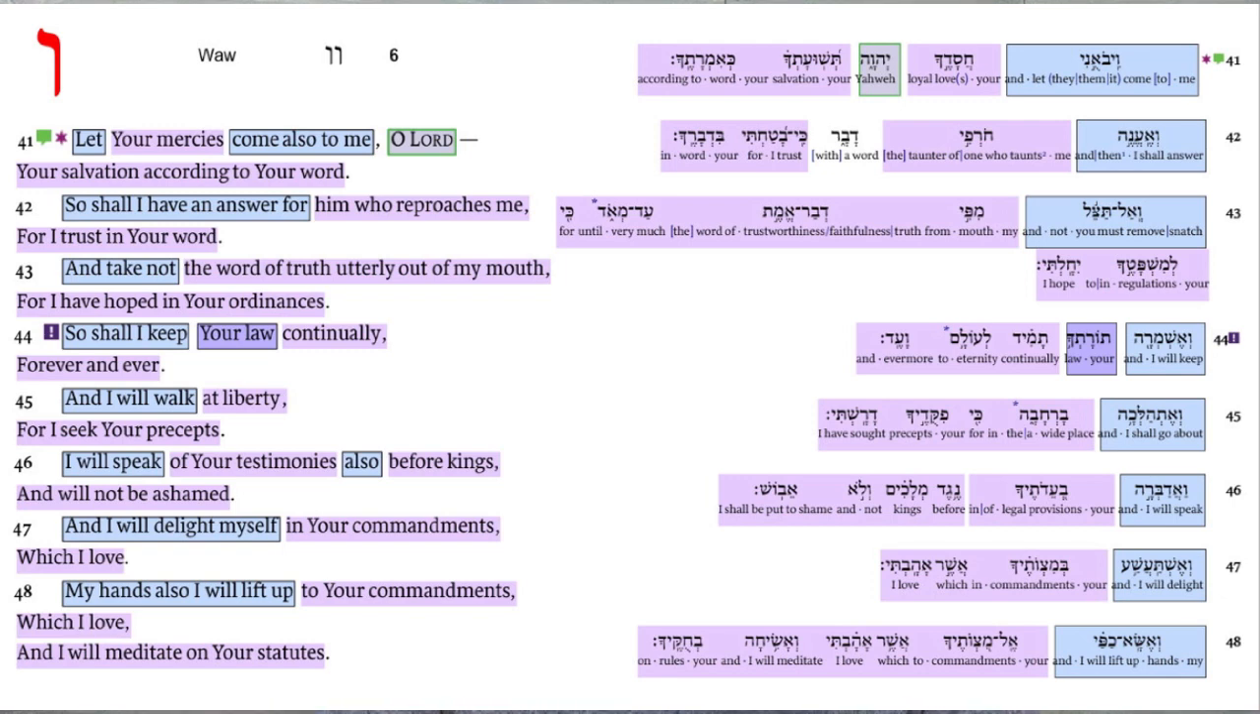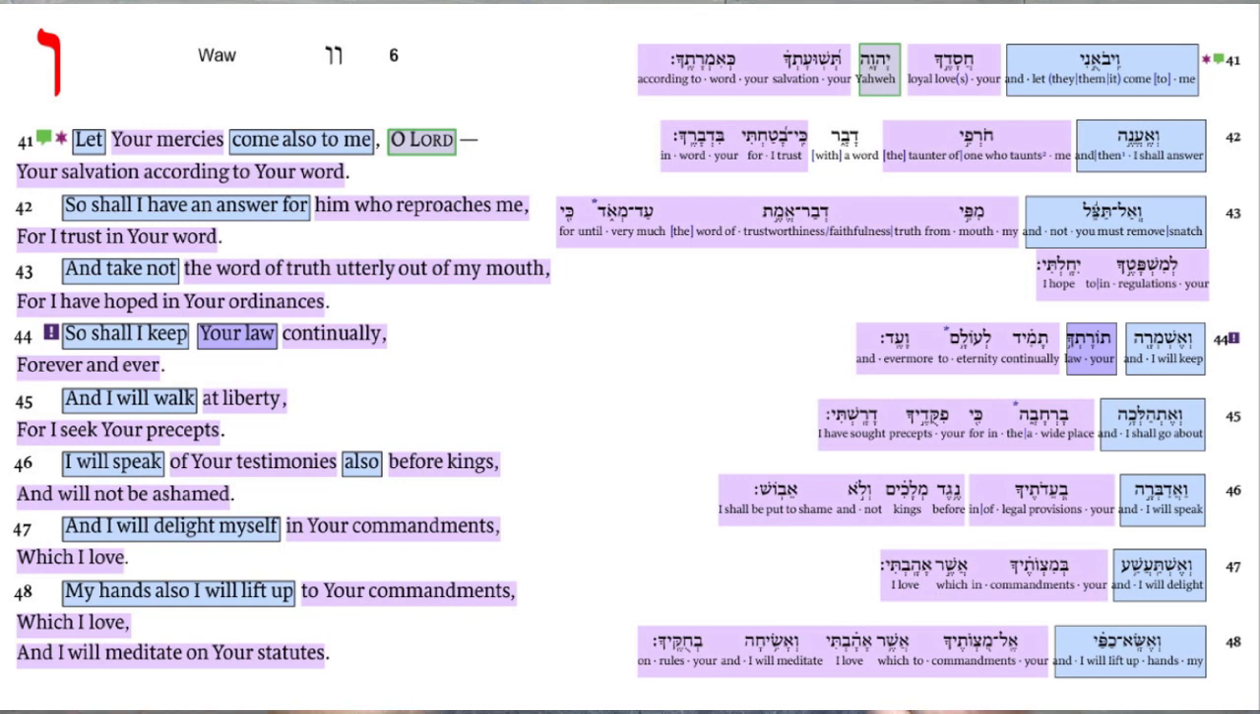So I will speak of your testimonies, verse 46, also before kings, and I will not be ashamed. So there's that sense of I won't have to worry about being put to silence. I won't keep silent. I won't feel any shame. There are times we might not say what we want to say about the Lord around people for fear of what they might say. In this case, David is not in that place at all. I will say it before kings.